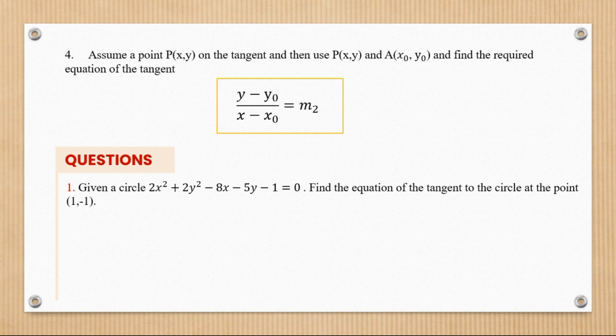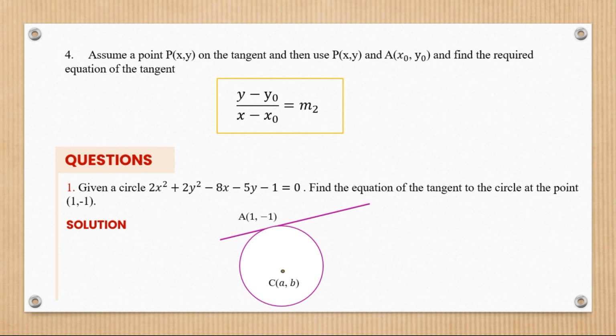So question 1: given a circle 2x squared plus 2y squared minus 8x minus 5y minus 1 is equal to 0, find the equation of the tangent to the circle at the point (1, -1). First of all, I encourage you to sketch this to have a better interpretation. So that's the tangent touching the circle at the point A(1, -1), and then this is the radius R. Then we can see it makes an angle of 90 degrees with the radius of the circle.